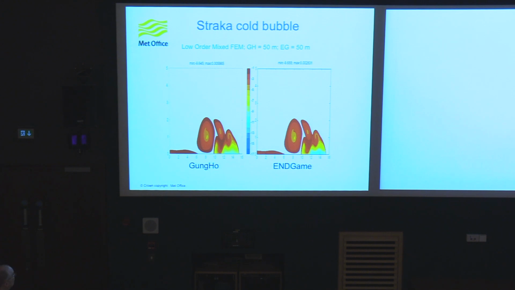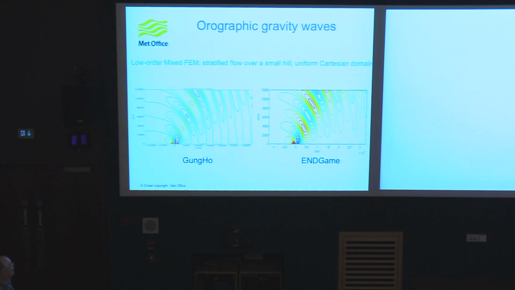And I won't dwell on this, but I'll just flick through these three slides as a bit of eye candy for comparisons between Gung Ho here and Endgame. This is a very high resolution, so 50-meter resolution, where we drop some cold air up here and we let it fall down here and then run along the surface, and we're getting good comparison between Gung Ho and Endgame.